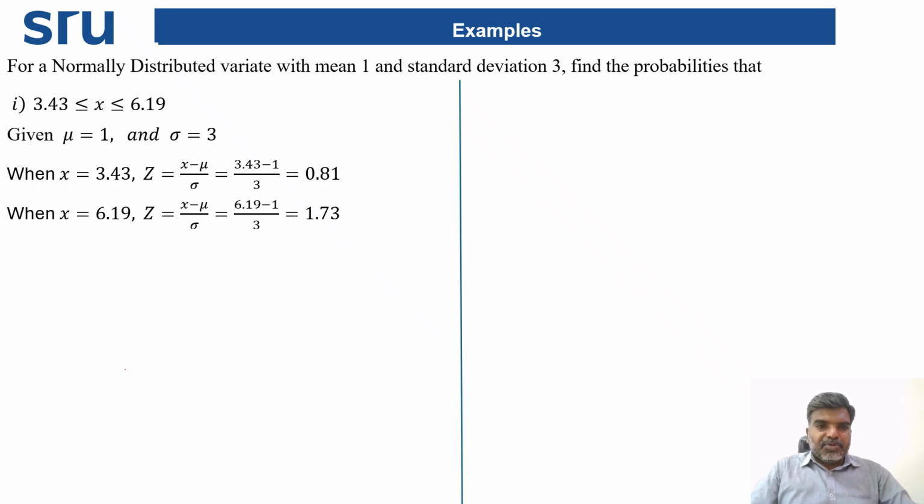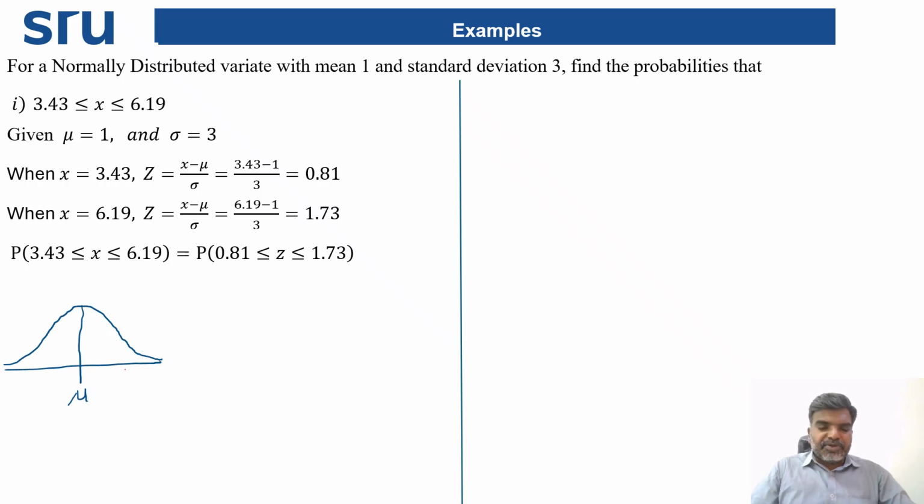Now we find the probability when x lies between 3.43 and 6.19. This is exactly equal to the probability when z lies in between 0.81 and 1.73. To find this probability, we use the normal distribution table, the z table. To use the z table, first we have to know how to use it. For that, we are constructing one normal curve here. And the most important thing, first we mark the z values on this normal curve.